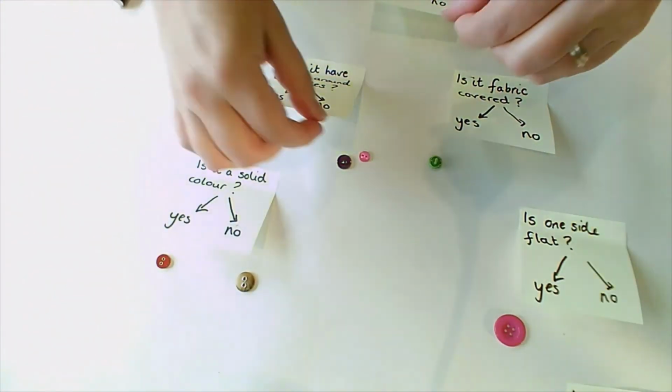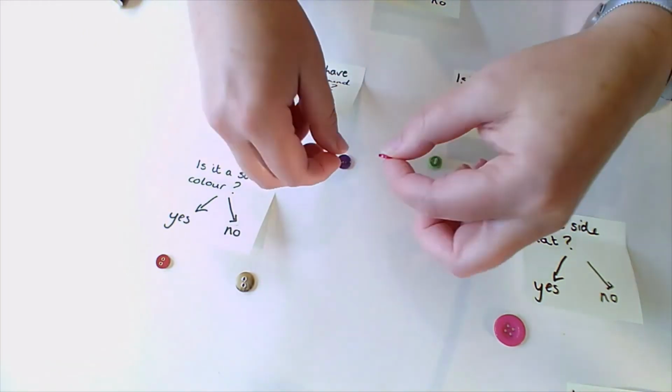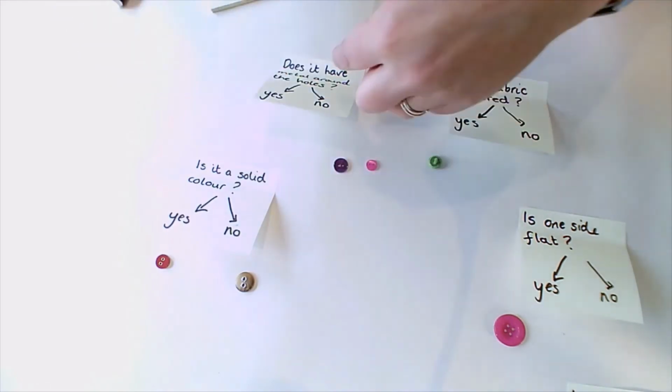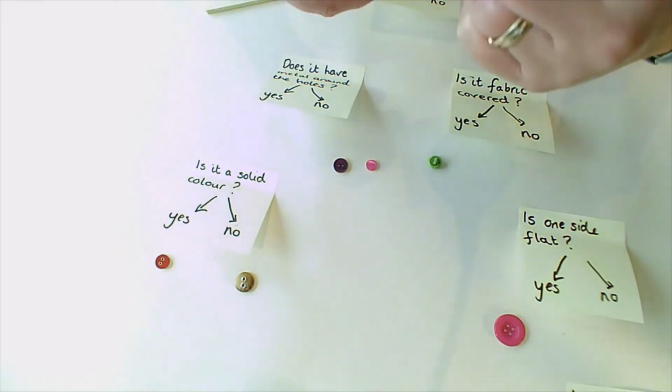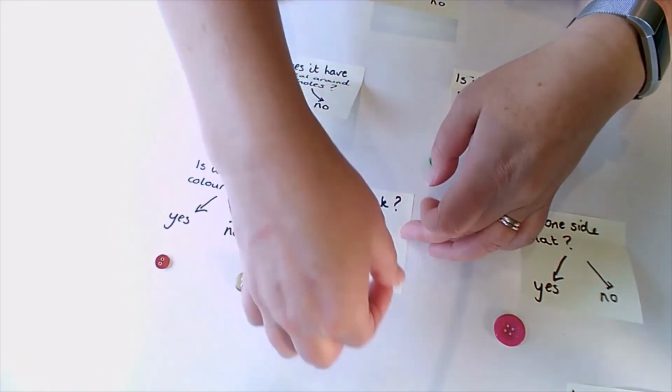Here I'm left with a pink one and a purple one, both fairly small. I would try and get the children to avoid sizes, because unless they're very good at visualising sizes or they're actually going to measure it, it's quite hard. Is it small? Is it big? Well, what does small mean? What does big mean? I think I'm going to use the colour question. So, is it pink? Yes. No. There we go. I've sorted all of my buttons.